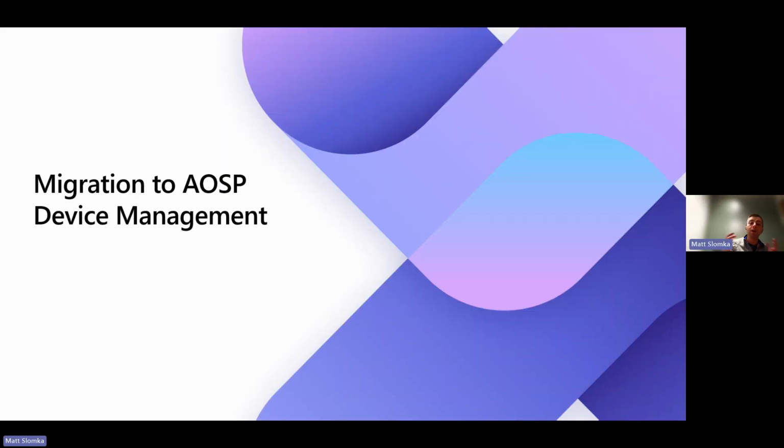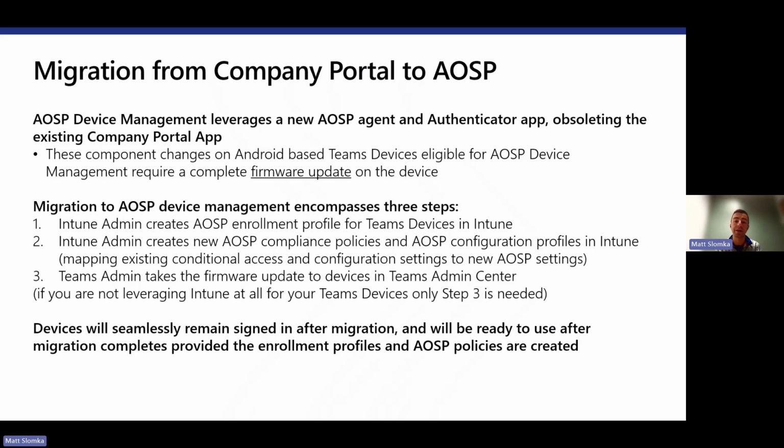So what does that migration process actually look like to go from Company Portal using Android Device Administrator as the enrollment to the Authenticator app using AOSP device management instead? From a migration perspective, there's a couple of changes that you have to do as an IT admin to make sure that the migration happens successfully.